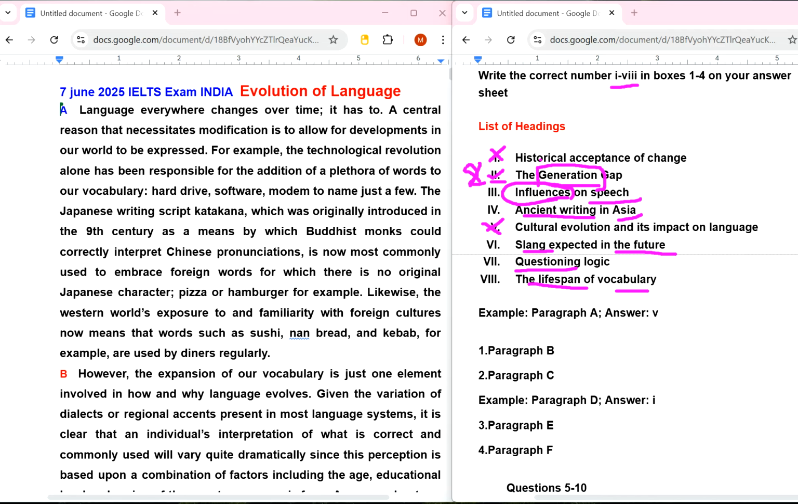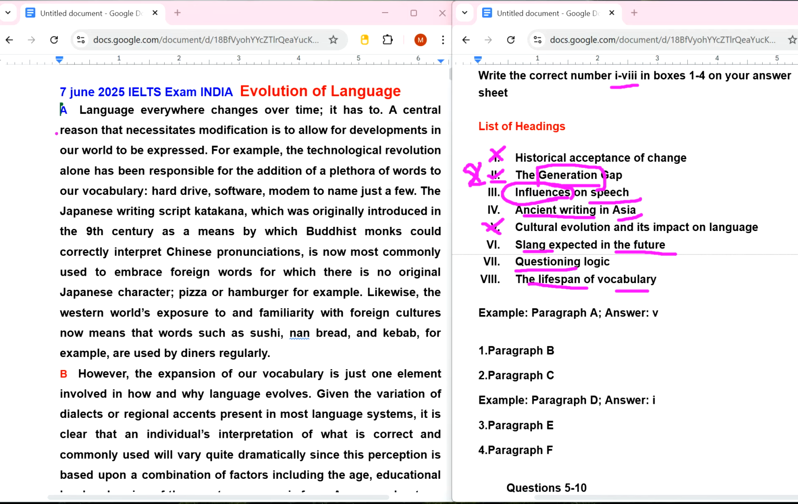Okay, now I have understood all the headings. I am doing it slowly. In the actual exam you need to do it fast, but I am making this video to give you some idea how to do these list of headings IELTS reading questions. Okay, now I have gone through all the headings.